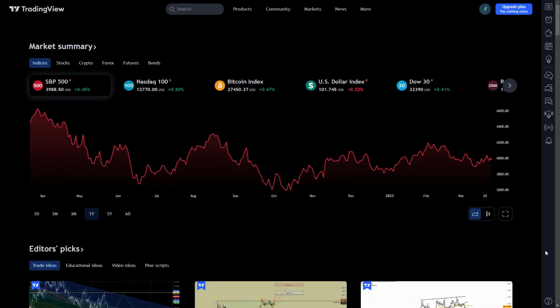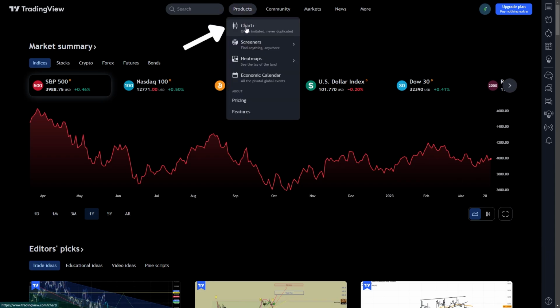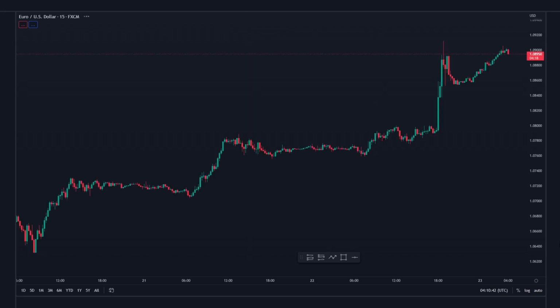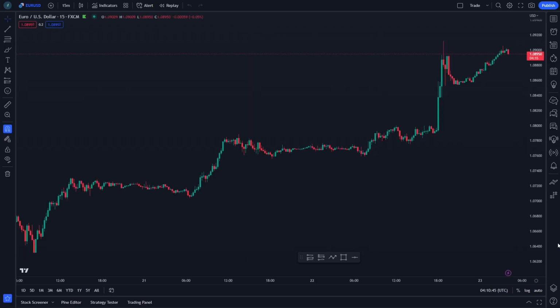How to install the indicator. You need a TradingView account to use this strategy. Click the link in the description below and sign up for a free account. Now, go to product and you will see the market chart. Click on it. Choose a currency pair and set the time frame to 5-minute.